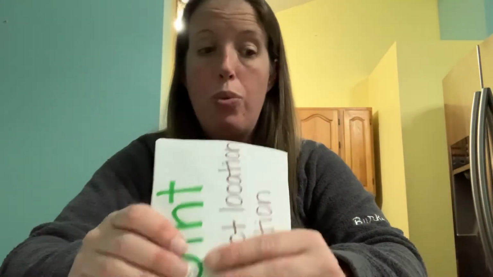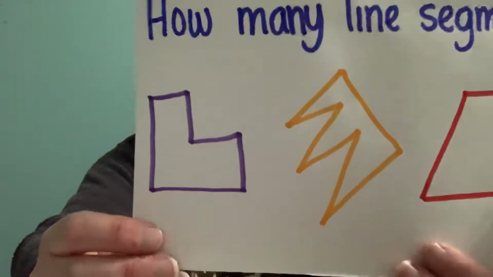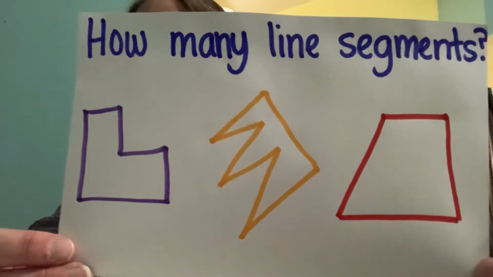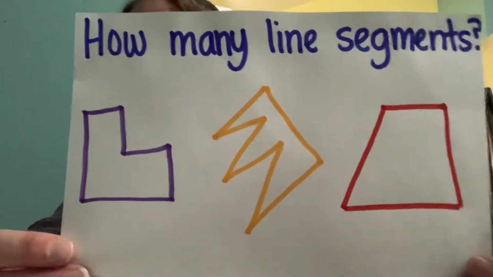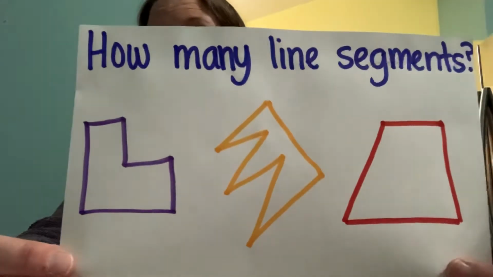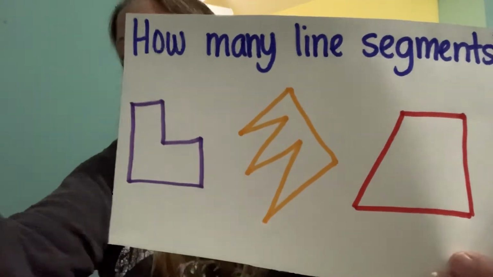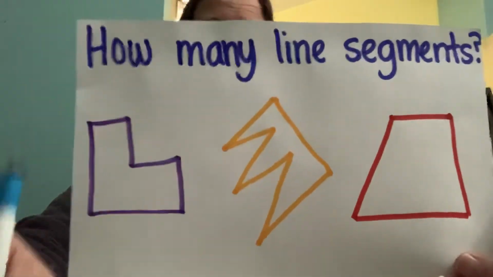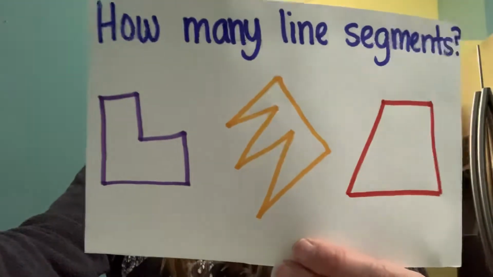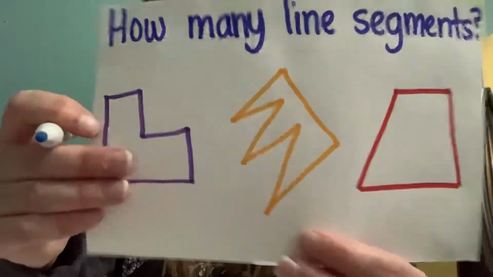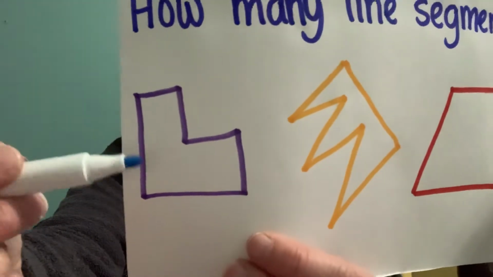So these are all the vocabulary words you'll have to know when we're talking about these 2D plane shapes. I want to take one quick look at the line segment part. A line segment is a piece of a line. And when we're talking about 2D shapes, you're going to be looking at line segments very carefully. So a line segment is a piece of a line. If it wants to know how many line segments, you're going to count the sides.